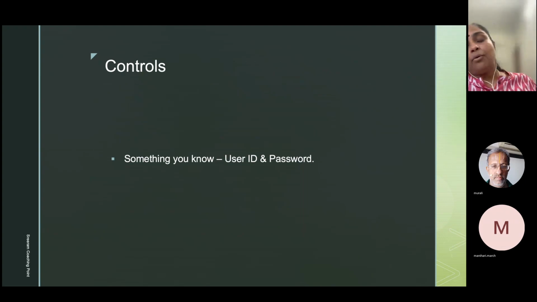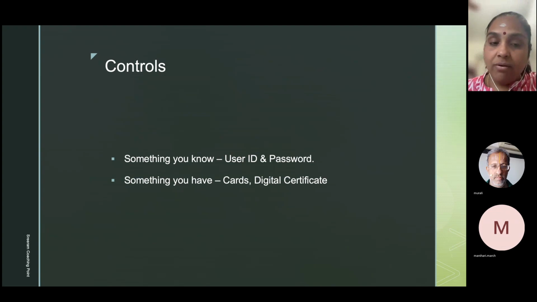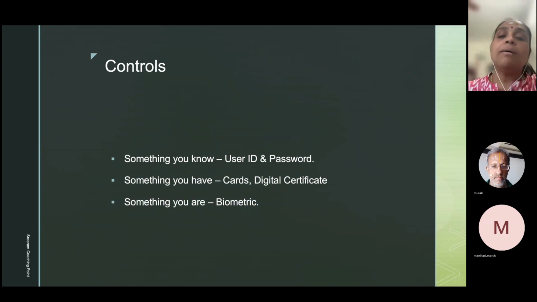Now, the entire gamut of controls can be something you know, something you have, or something you are. Now, something you know is like user ID, password, etc. Something you have is cards, digital certificate, and something you are is biometric. So based on this, you could have 2-level control, compensating controls, whatever.